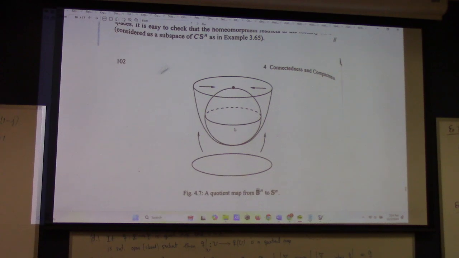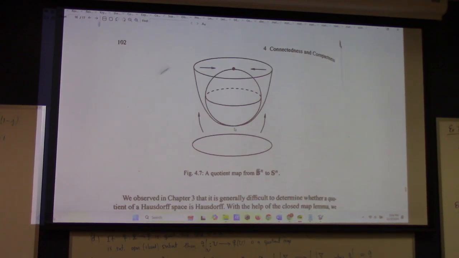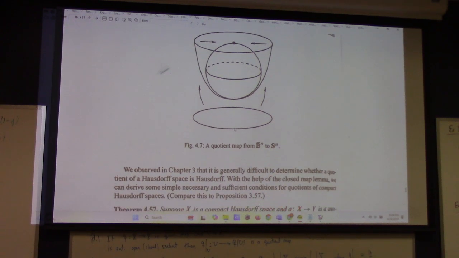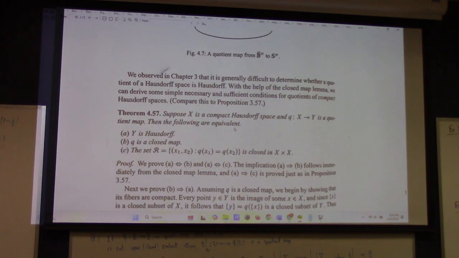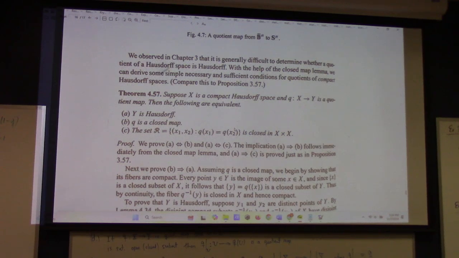So anyway, mastering quotient spaces is no small order. We all have lots to learn, me included. But I just wanted to give you guys a good introduction to it. This last thing here: if we have a compact space X, Q is a quotient map, the following are equivalent: Y is Hausdorff, Q is a closed map, this set is closed in X cross X.